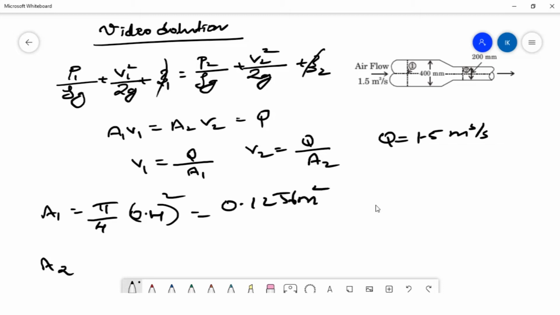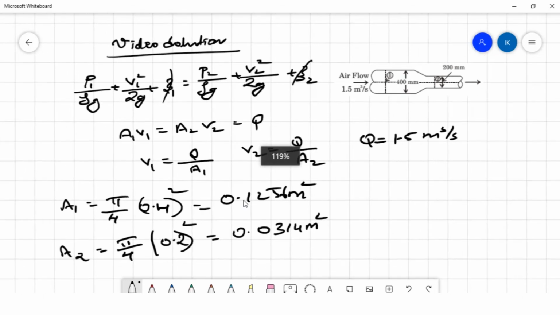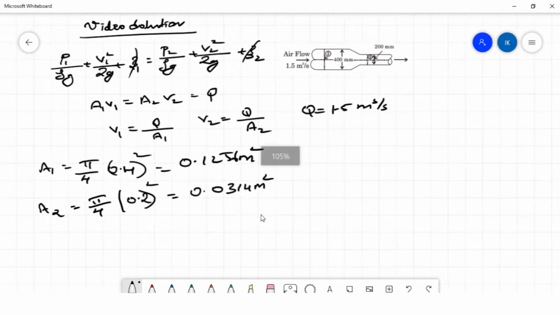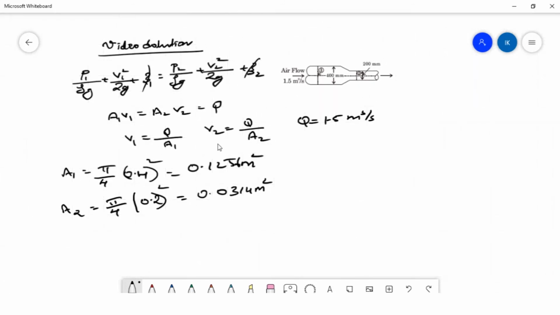And A2 is pi by 4 into the diameter at the second section, which is 200 mm. That is 0.2 whole square, so pi by 4 into 0.2 whole square. That is nothing but 0.0314 meter square. Therefore, from here we can find V1 and V2.